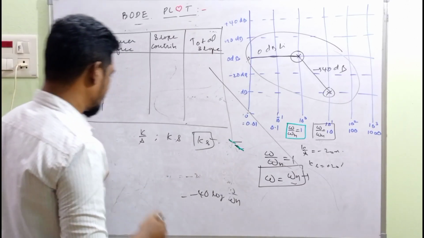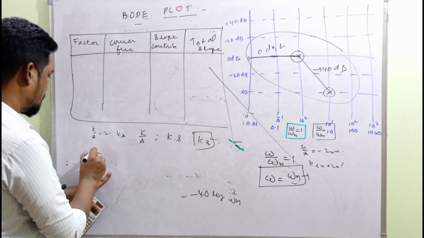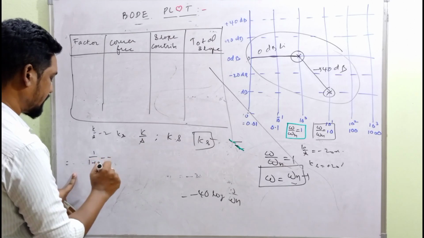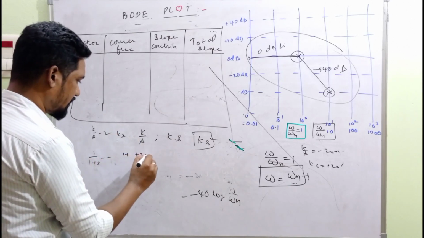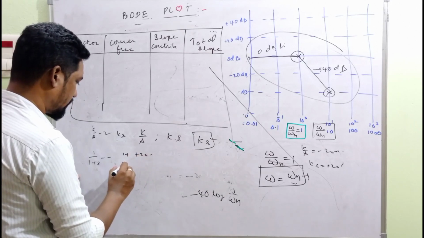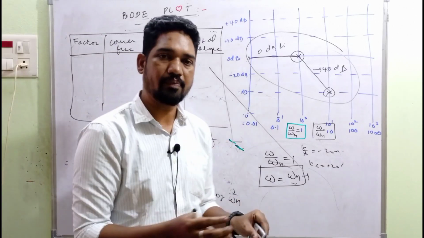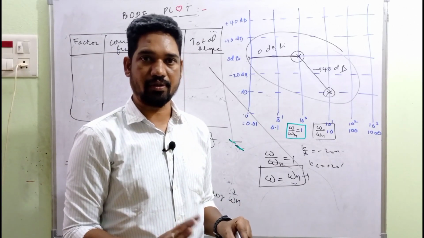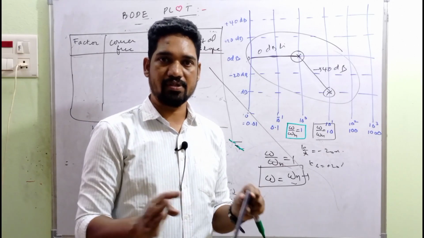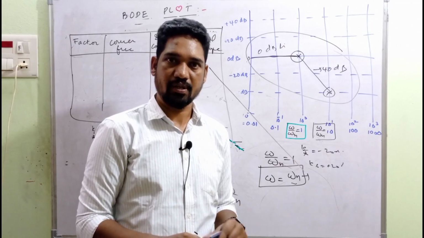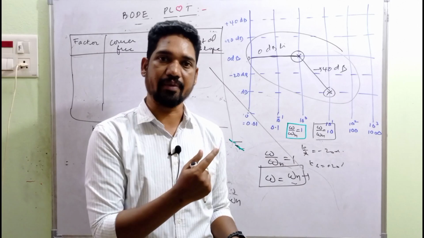So did I miss something? No, the factors: K by s is minus 20, K into s is plus 20, 1 by 1 plus sT is minus 20, 1 plus sT, we don't need to prove, is the same, plus 20 dB per decade, and a quadratic expression in the denominator is minus 40 dB per decade, a quadratic expression in the numerator is plus 40 dB per decade, and the corner frequency for the quadratic expression is omega n. We have to evaluate it by comparing with the standard expression for a second order system. Guys, hope you understood. Seriously, believe me, with this information, you can do the Bode plot in a snap.